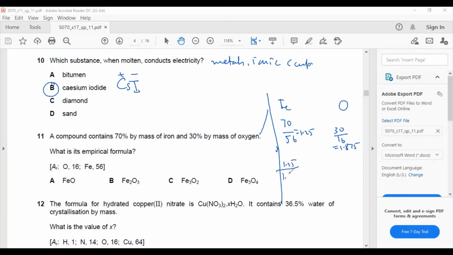1.25 divided by 1.25 is 1. 1.875 divided by 1.25 is 1.5. So if you get 1 here, 1.5 here, then 1.5 you don't round off. You have to convert into whole numbers, so you multiply by 2. So iron 2 and O 1.5 multiplied by 2 is 3. Fe2O3 is B. Okay.